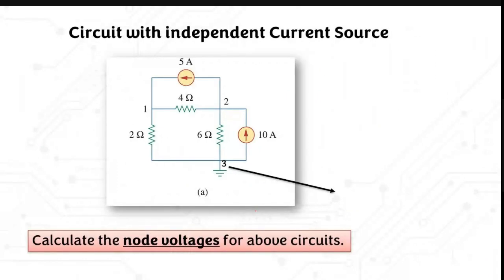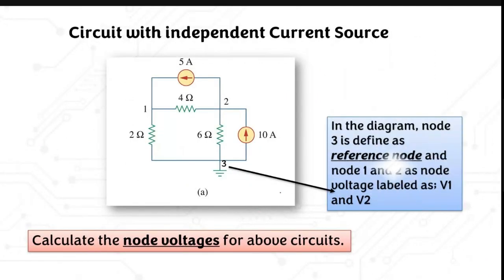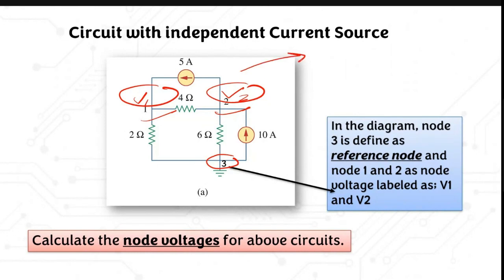Okay, so in this diagram, node 3 is defined as the reference node, and node 1 and node 2 here we define as node voltages, which we label as V1 and V2. We use V1 and V2 when we want to deal with the equations. We want to come up with the equations for these two. So from this circuit, it's obvious that you have two nodes, right?